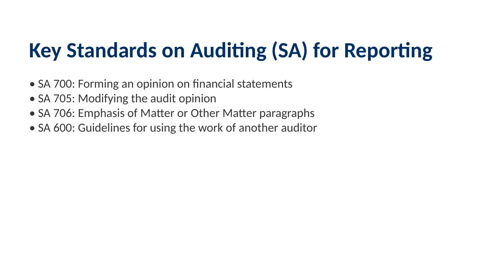When it comes to reporting, you must keep your standards on auditing close at hand. Specifically, refer to SA 700 for forming your opinion, SA 705 if you need to modify that opinion, and SA 706 for adding emphasis of matter or other matter paragraphs. And remember, if you've relied on other auditors, SA 600 is your guiding standard for using the work of another auditor.